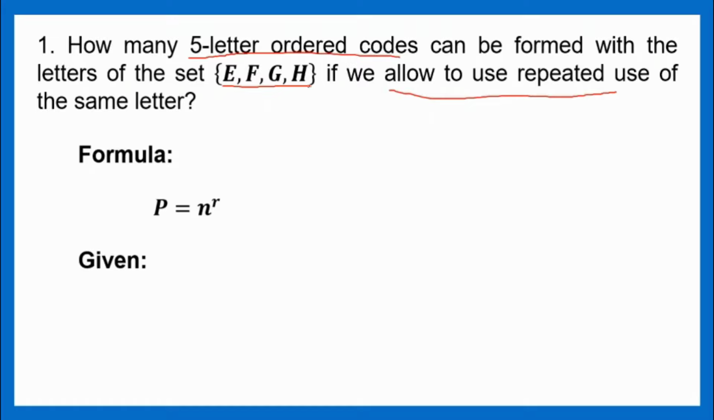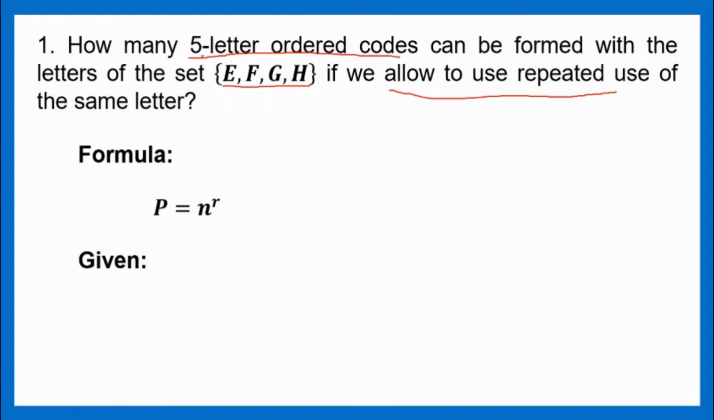A question you have to ask yourself to make it easier: what are the objects we will use to create what the problem asks for? These are E, F, G, and H, right? These letters are what we will use to form the 5-letter ordered codes. Again, the 5-letter ordered codes will come from the letters E, F, G, and H. So now, the question is, which is the number of objects?